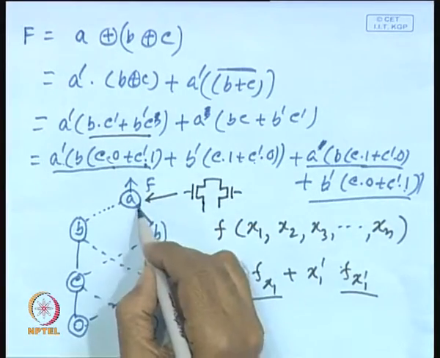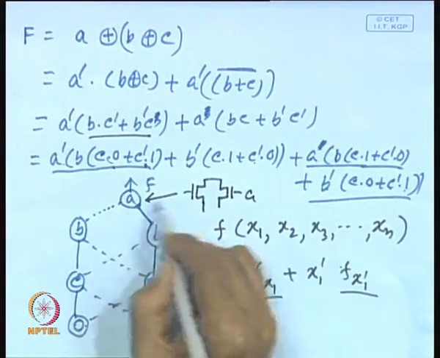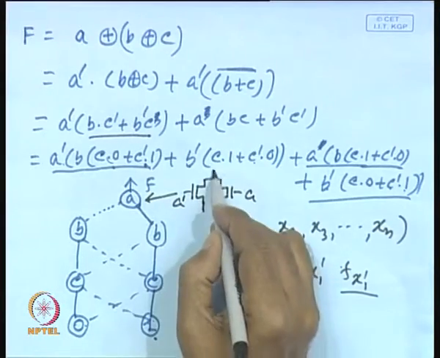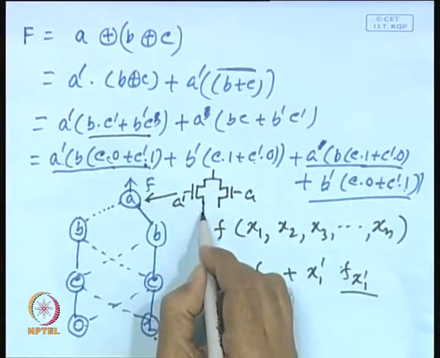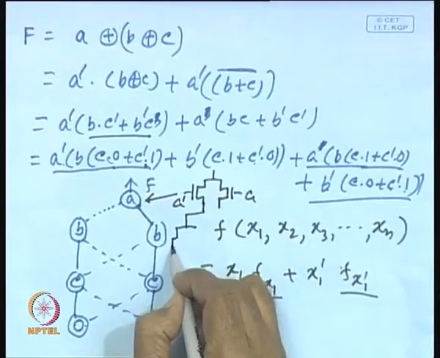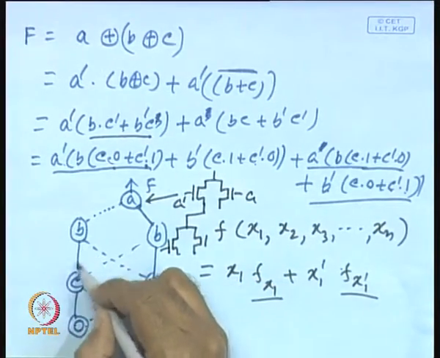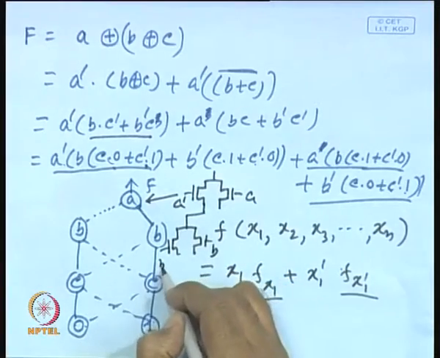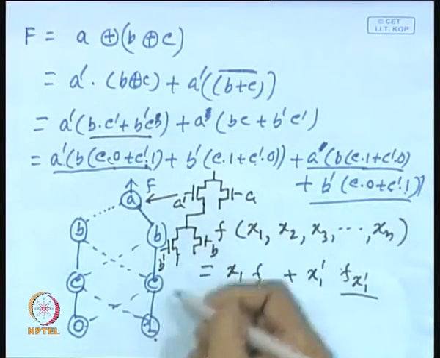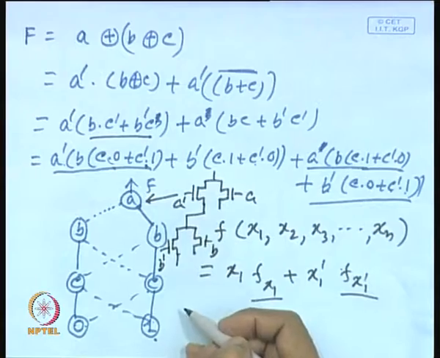This A will be applied here and A bar will be applied here, and this is the output. Similarly, for B you will put another pass transistor network, and this will correspond to B and this will correspond to B bar. In this way you can form a pass transistor tree from this ROBDD, and you can realize the circuit. So, this is how Shannon expansion is done.